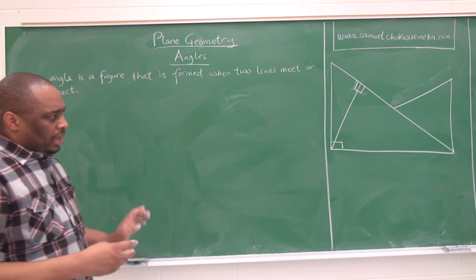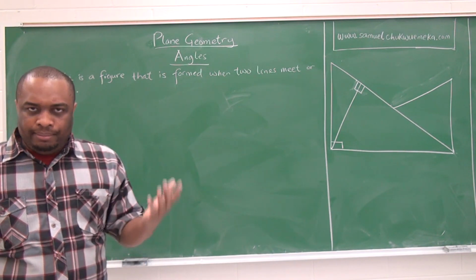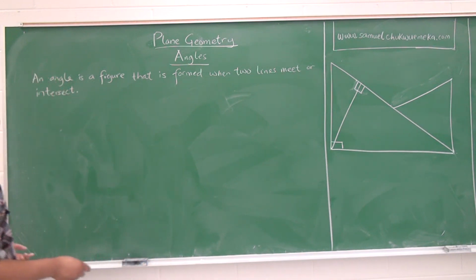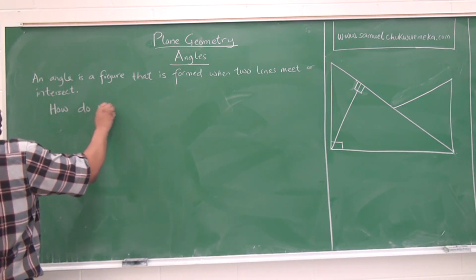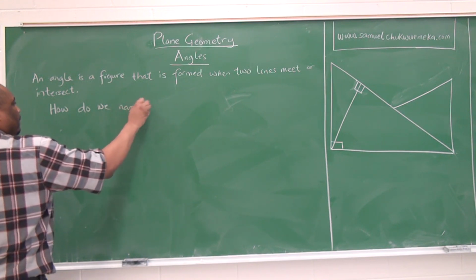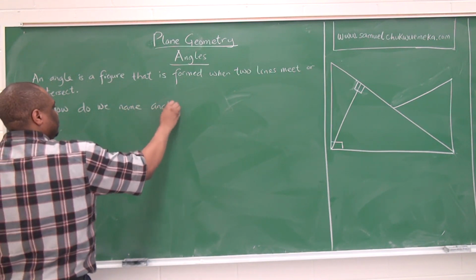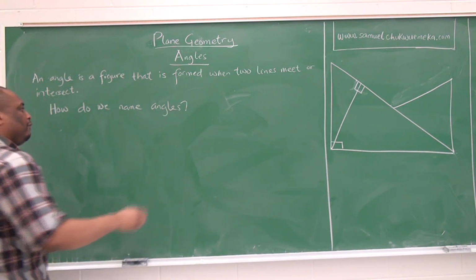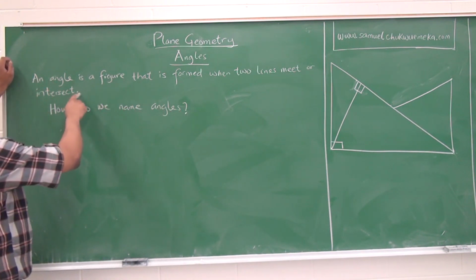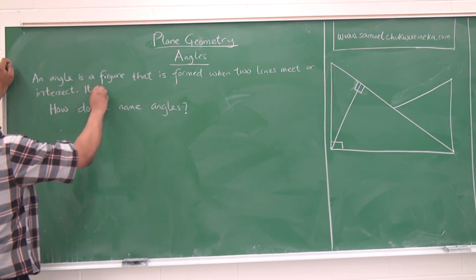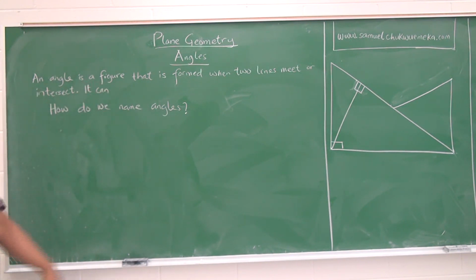Alright. How do we name angles? Now, before we write this, there's something I want to write here. An angle is a figure that is formed when two lines meet or intersect.